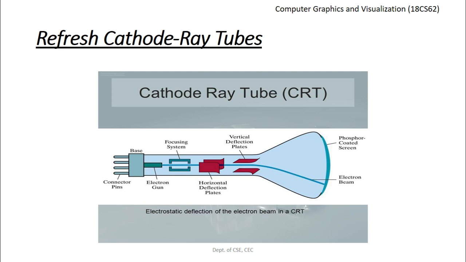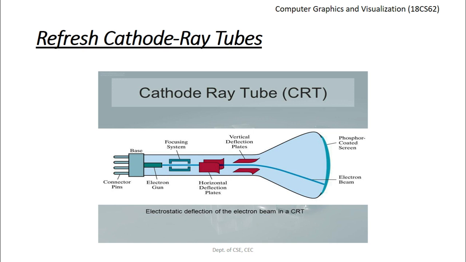When electrostatic deflection is used, two pairs of parallel plates are mounted inside the CRT envelope, where one pair is mounted horizontally and one pair is mounted in the vertical direction. So, one pair is mounted in the horizontal direction to control the vertical deflection of the electron beam, and the other pair is mounted vertically to control the horizontal deflection.